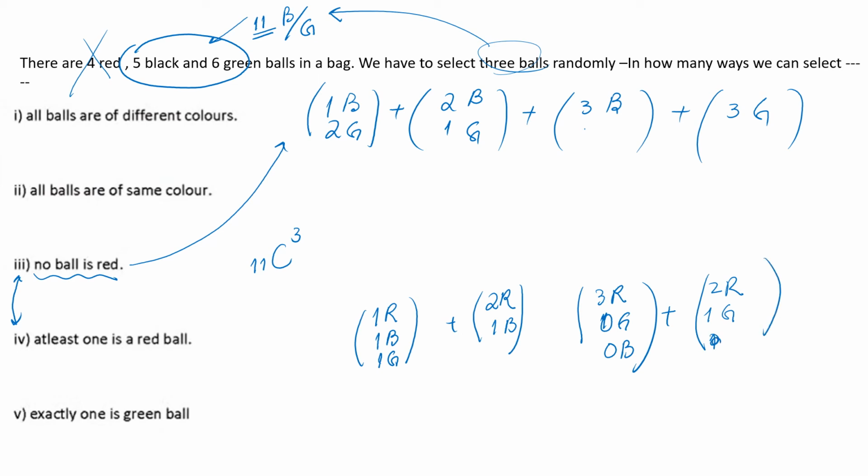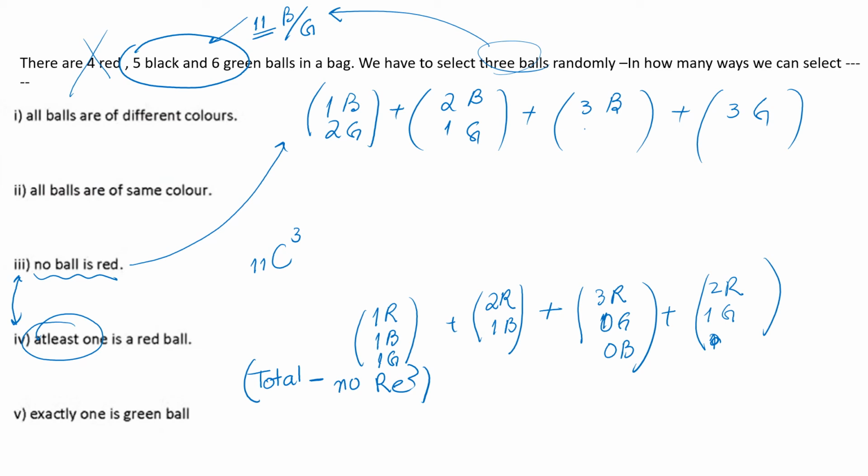So there are different kinds of situations you can work with, and again here maybe one of the situations could be left behind and your answer gets wrong. So remember, whenever an at least one case comes, always remember: total minus the no case, that situation of no red ball.